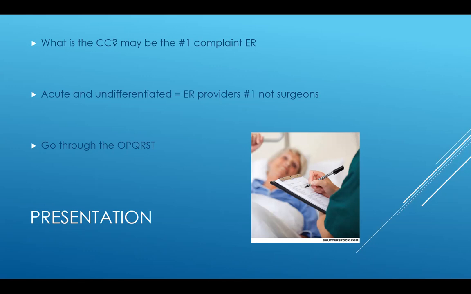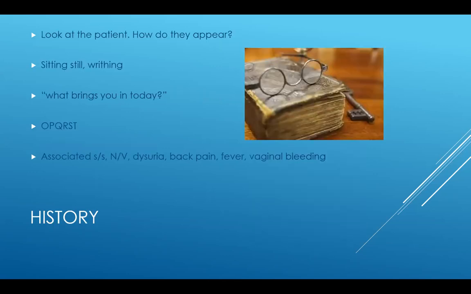So we want to go through our normal OPQRST. When did it start? What makes it worse? What makes it better? How severe is it? And then the timing of either flares or how long the pain lasts. Is it associated with anything? So we really dive into the history here. We want to look at the patient. How does that patient look to you? This is where you get that gestalt of sick, not sick.